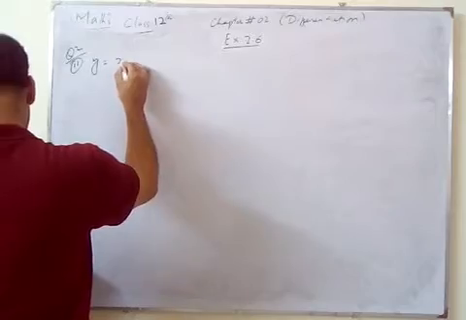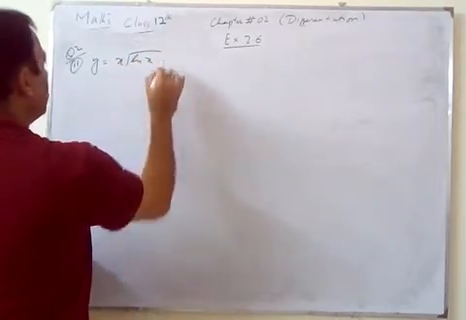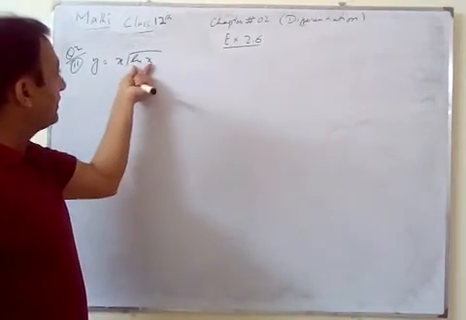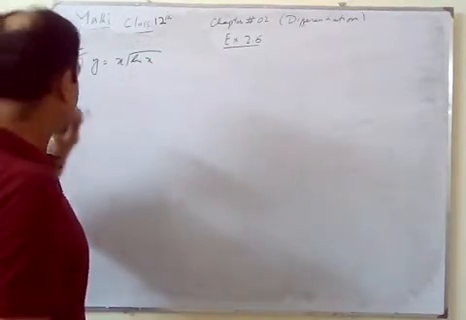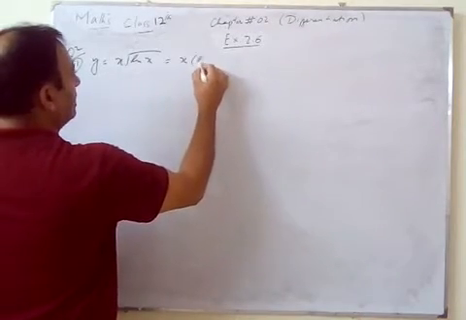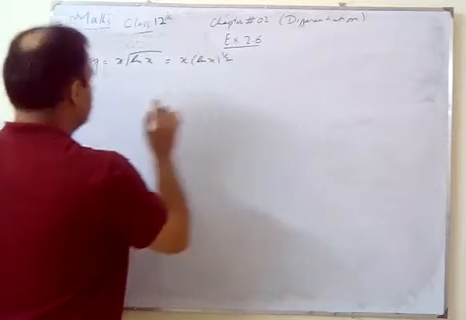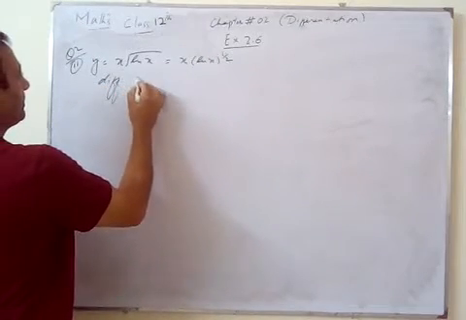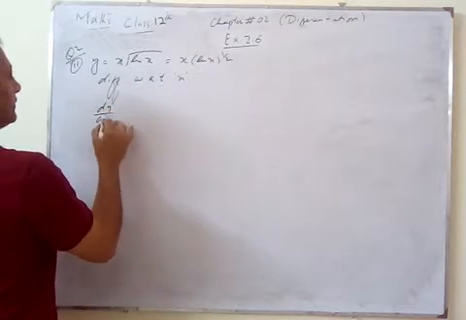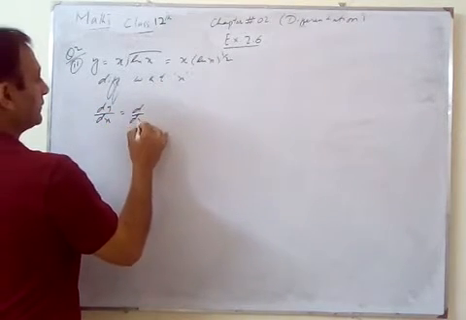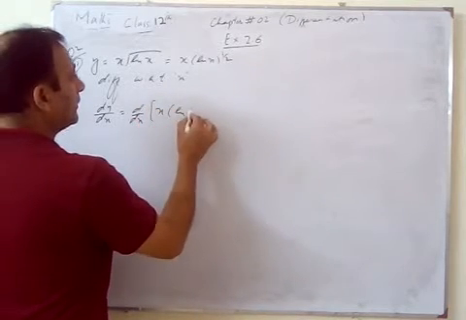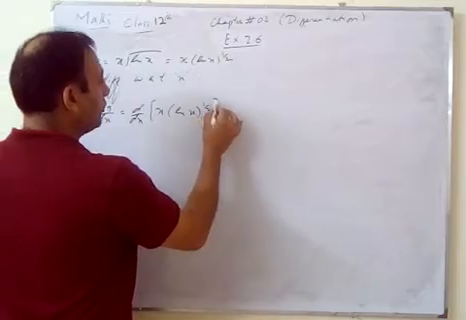y is equal to x square root of log of x. Now in this case, this whole power is for the whole function, so it remains the same as it is: log of x power 1 by 2. So differentiate with respect to x.